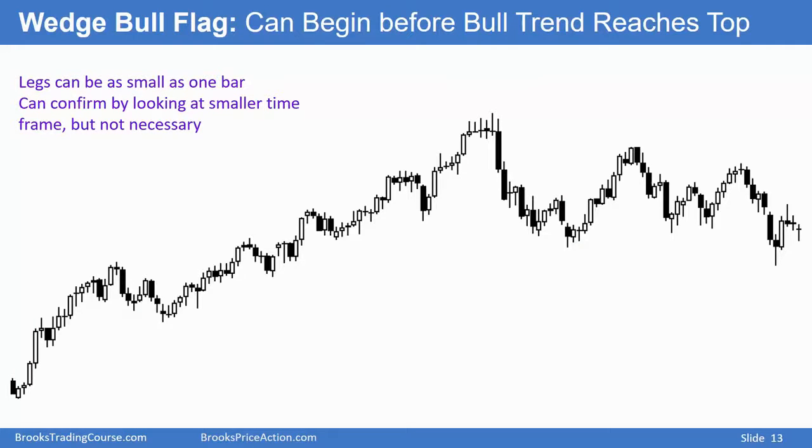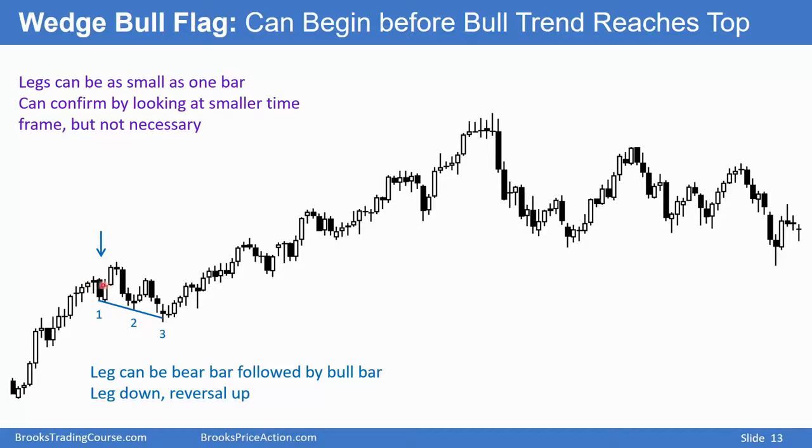Legs can be small, sometimes as small as a single bar. You can look at a smaller time frame chart, but it's usually not worth doing. You can just infer what's going on by the appearance of what's going on the 5-minute chart. Here, we have a leg that is only a single bear bar, and it's followed by a bull bar. So to me, that's a leg down, and it ended with this bull bar. Here we have a few bars down and ended with a bull bar. Here, a few bars down, ended with a bull bar.